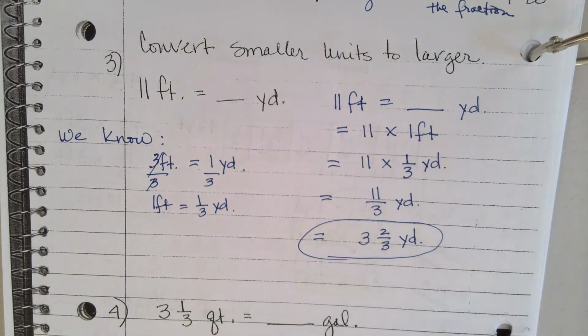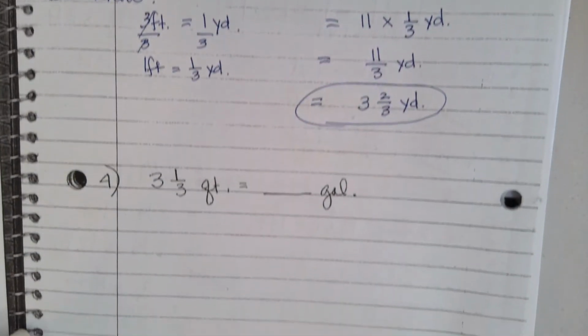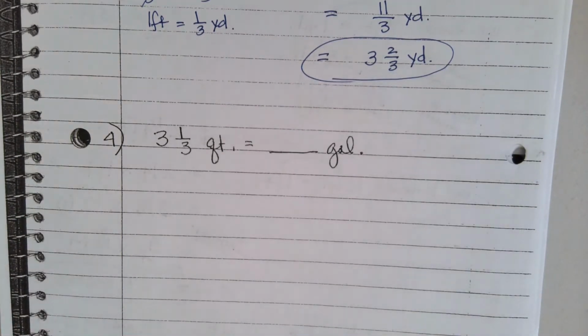All right. How did you do on that one? This should be getting a little bit easier. Okay. Here we go again. So now let's go, 3 1/3 quarts is equal to how many gallons?